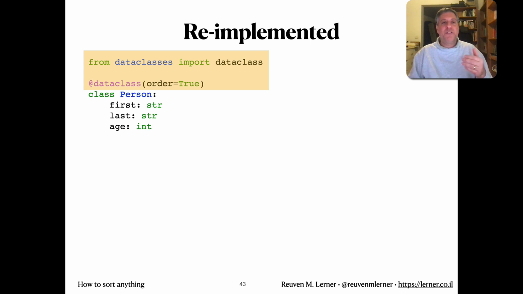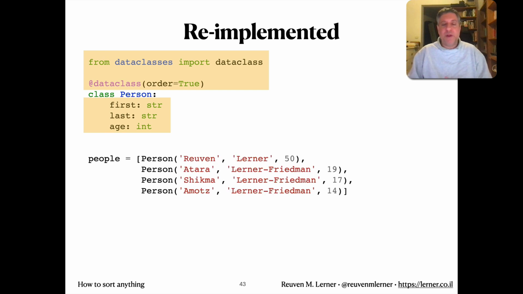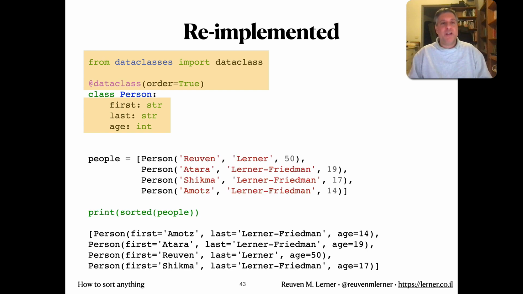Class Person: first, last, age, done. Now, those are the 3 attributes that the data class is going to know it has to implement. And so I don't need getters, I don't need setters, I don't need init. It's all handled at the class level by the data class decorator. And so now I can create instances of Person, and now I can sort them, and it'll work just fine.